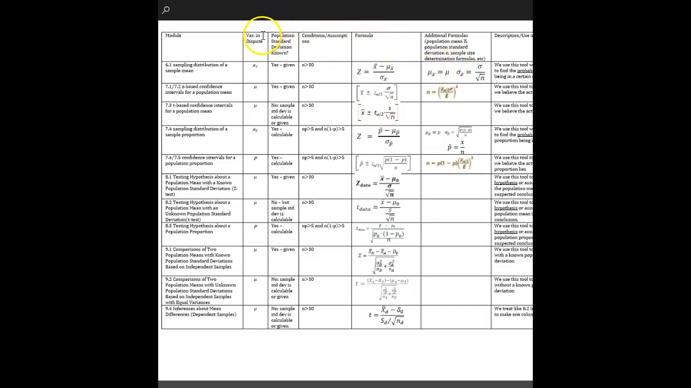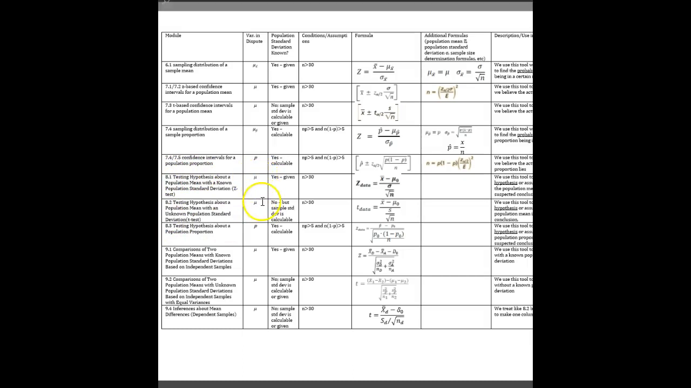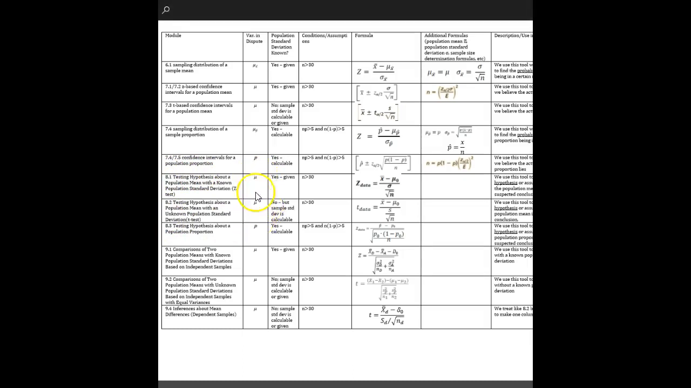If we go down the table, we see variable in dispute. This could also say parameter in dispute. We look for our hypothesis testing things, which start at module 8. Because we're still in one sample hypothesis testing, we only have 2 options that are about mu. Testing a hypothesis about a population mean with a known population standard deviation, that's our z-test, and testing a hypothesis about a population mean with an unknown population standard deviation, that's our t-test.